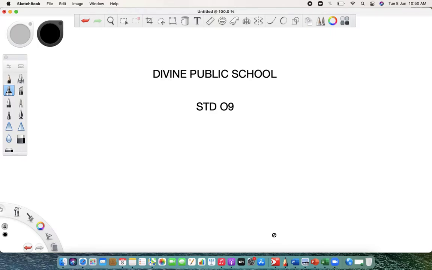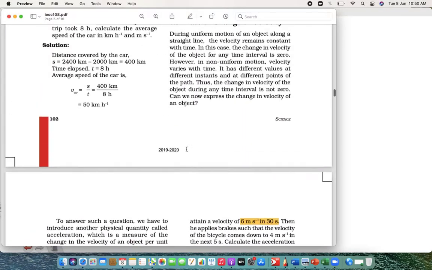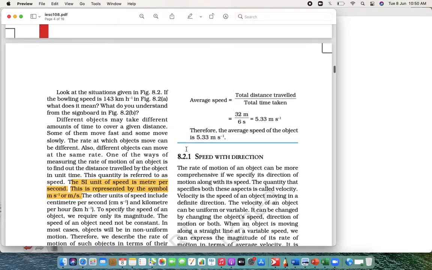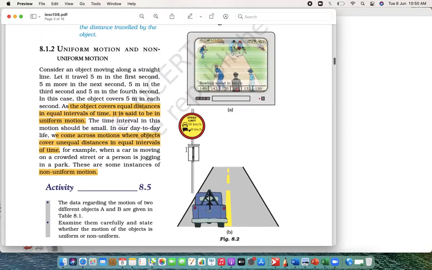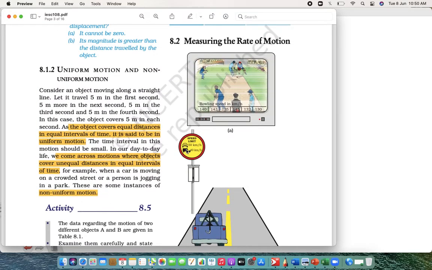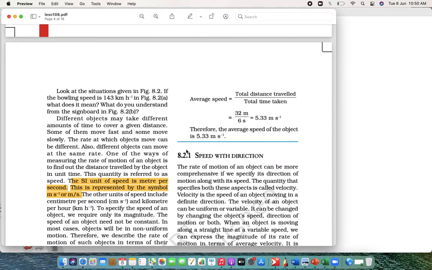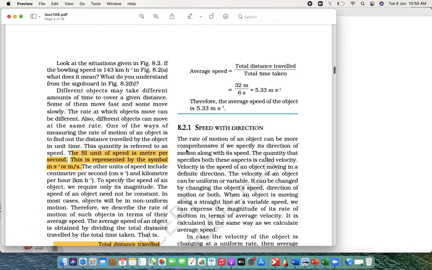Today I'm going to provide you a video lecture instead of a live lecture. Now we were learning motion, right? So in motion, what we saw earlier was distance, displacement, then we saw uniform motion, non-uniform motion, then we saw speed.